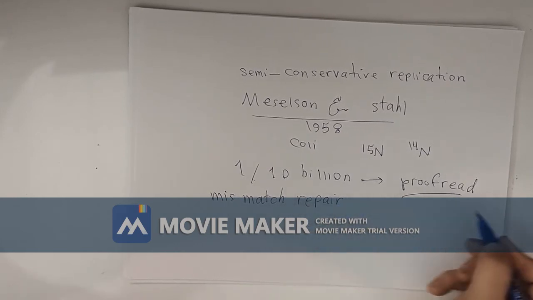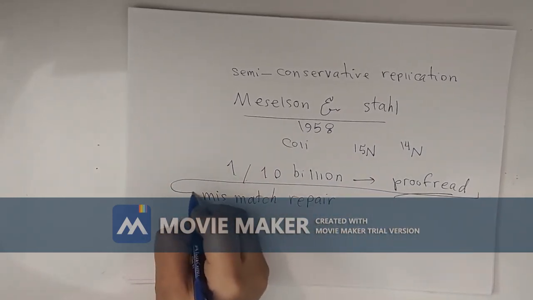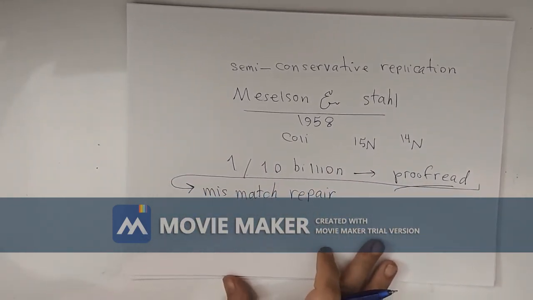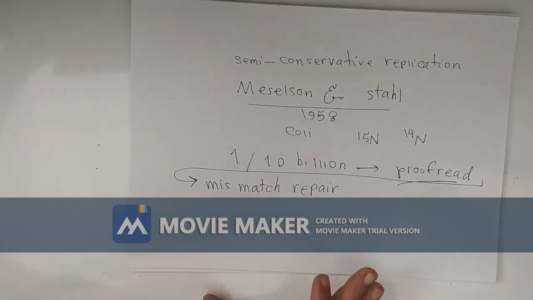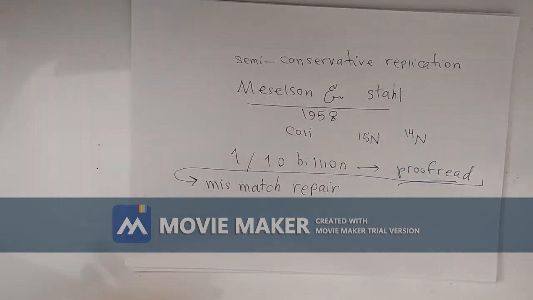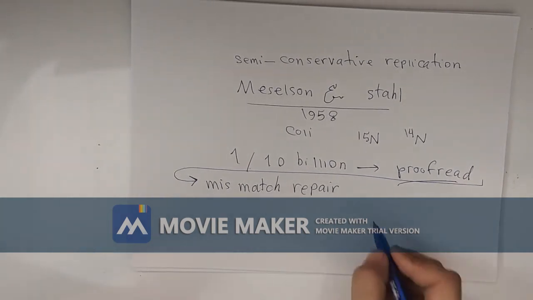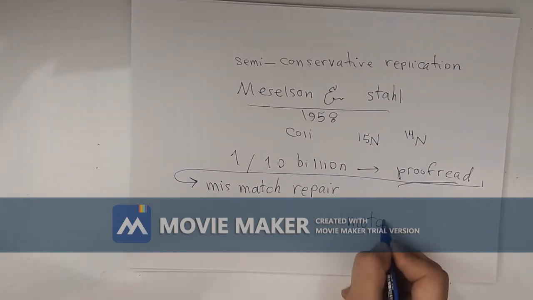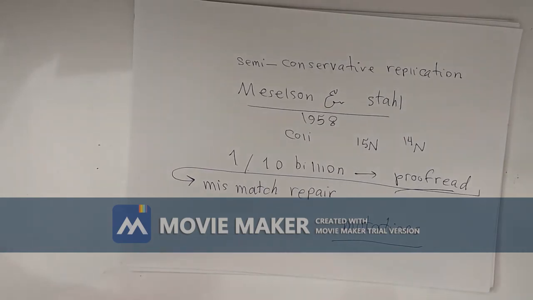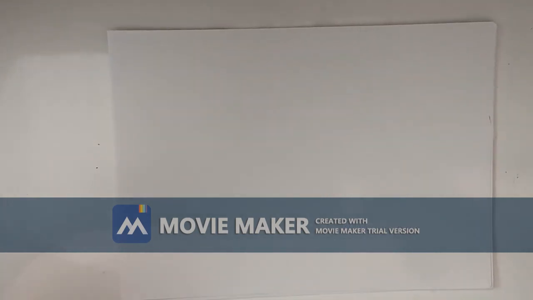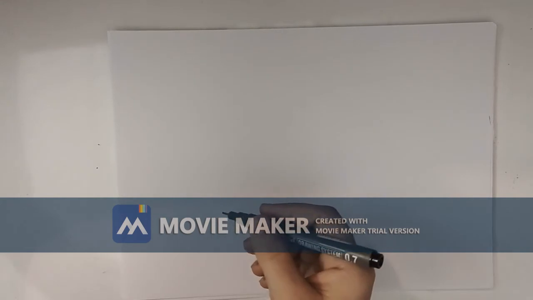Again, after this, we have another process called mismatch repair, which can fix that problem. It is an inbuilt mechanism in the cells which stops mistakes. But still, mistakes and errors will happen. That's why we have mutations.